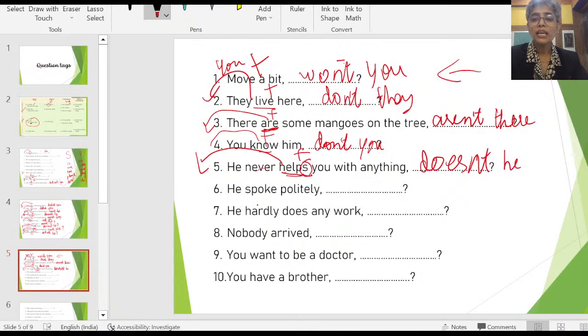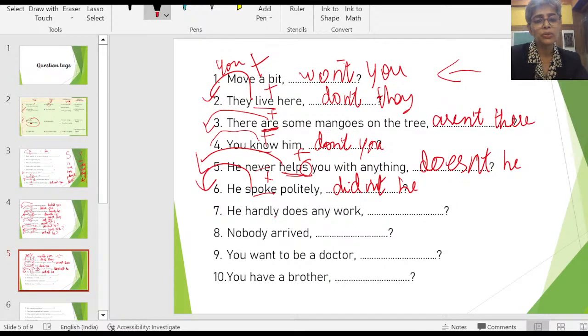Okay, next. He spoke politely. So we have spoke over here, and it is the past tense, right? Because spoke is the past tense. So we know that this is a positive. So we will use the did form with the negative. Didn't. So did goes before the subject and we have didn't he. Right?